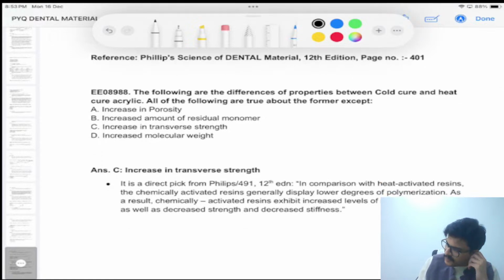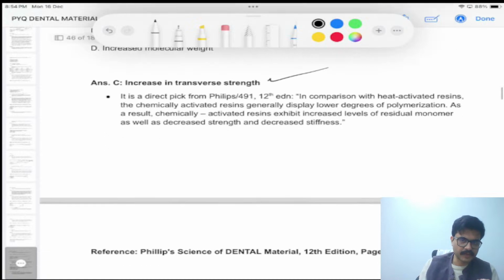What about the following are the differences of properties between cold cure and heat cure? All of the following are true about the former except, right? Of course, cold cure has greater porosity, yes. Increased amount of residual monomer, yes. Increased molecular weight, okay. Increase in transverse strength, of course not. Transverse strength is more in heat cure, right?